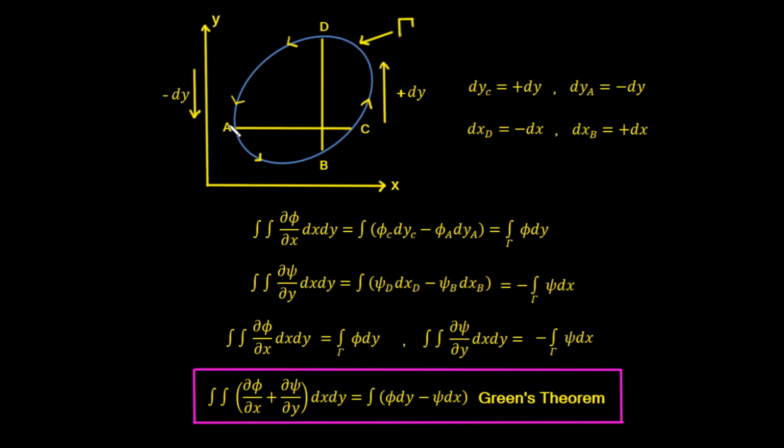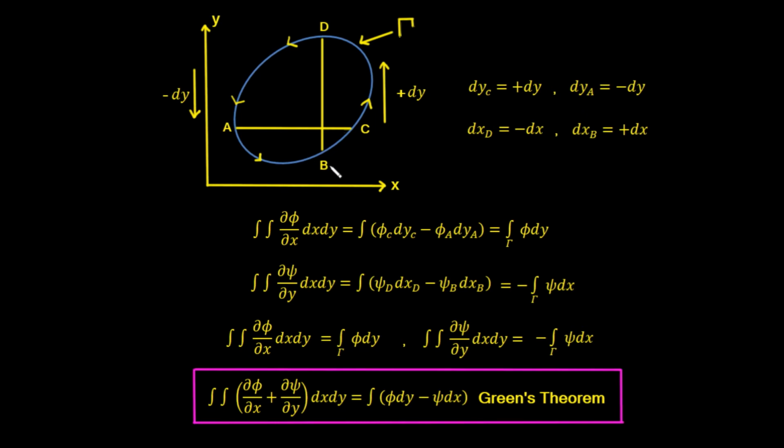And at the other side here, again, if we were walking around in the anti-clockwise direction, then this point here, A, is going to shift down by a value of minus dy. So we can see here that our dy of A would equal minus dy.